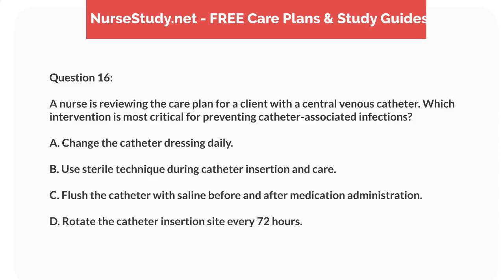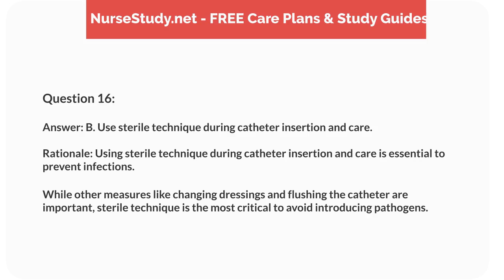Question 16. A nurse is reviewing the care plan for a client with a central venous catheter. Which intervention is most critical for preventing catheter-associated infections? A. Change the catheter dressing daily. B. Use sterile technique during catheter insertion and care. C. Flush the catheter with saline before and after medication administration. D. Rotate the catheter insertion site every 72 hours. Answer B. Use sterile technique during catheter insertion and care.